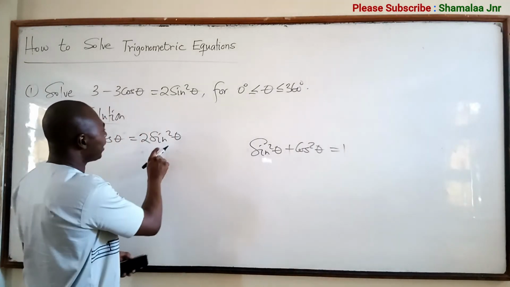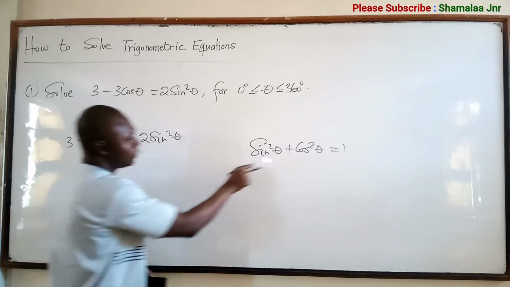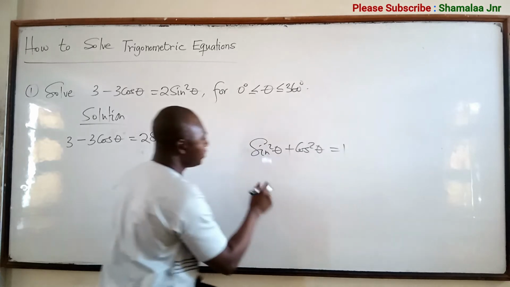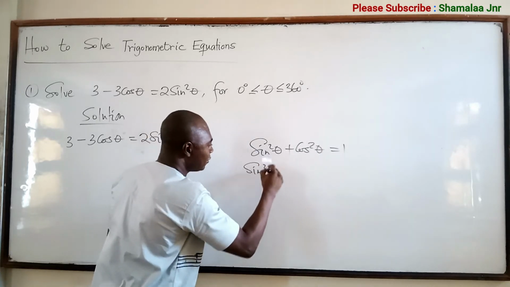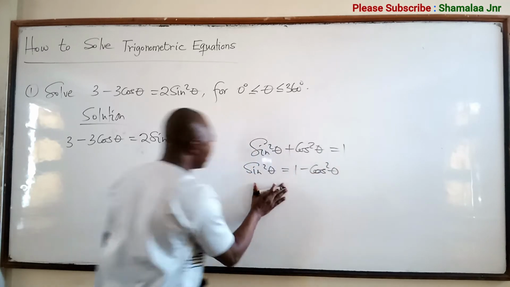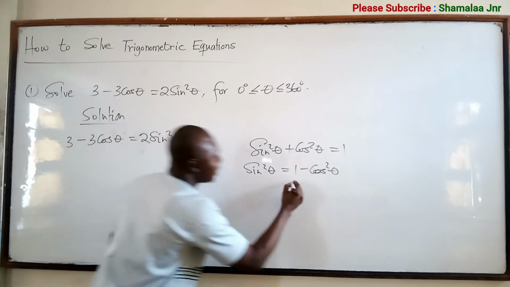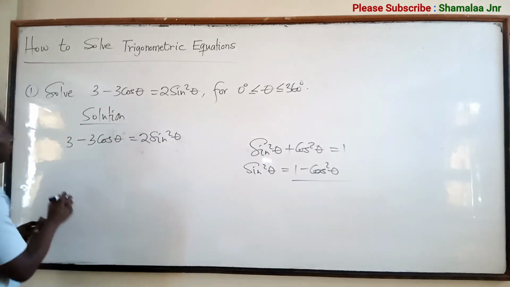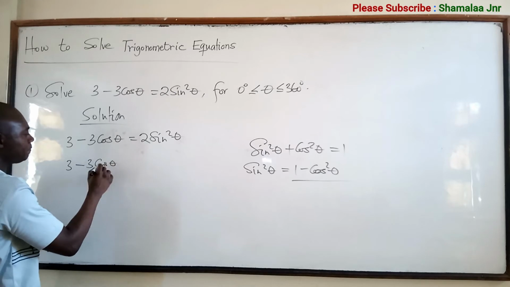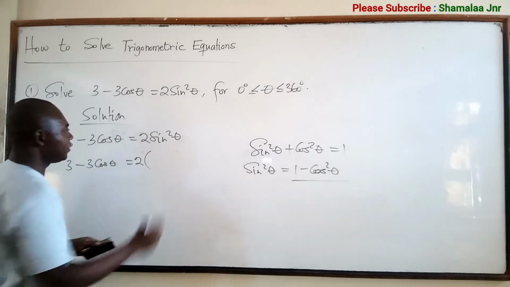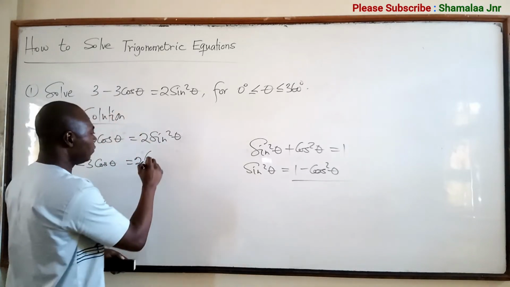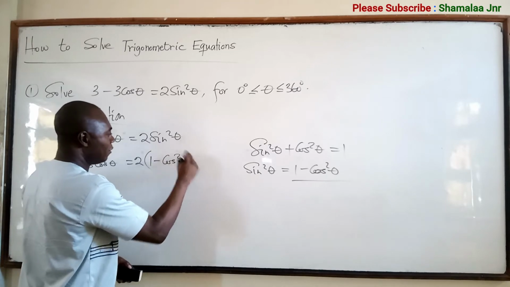If that is the case, then you can make a substitution for sine squared theta. So sine squared theta will be equal to 1 minus cos squared theta. You want to make sine squared theta the subject. So in place of sine squared theta, you can write 1 minus cos squared theta. So 3 minus 3 cos theta is equal to 2 times 1 minus cos squared theta.